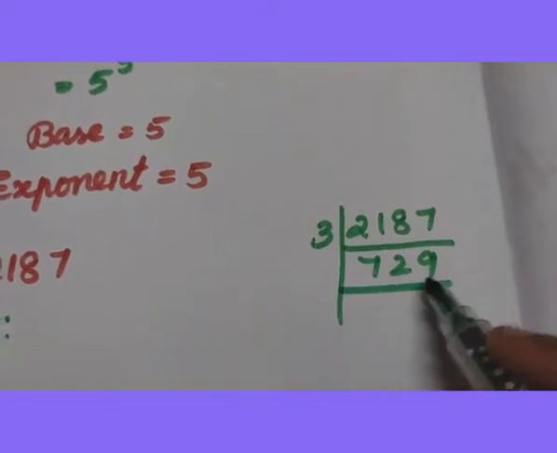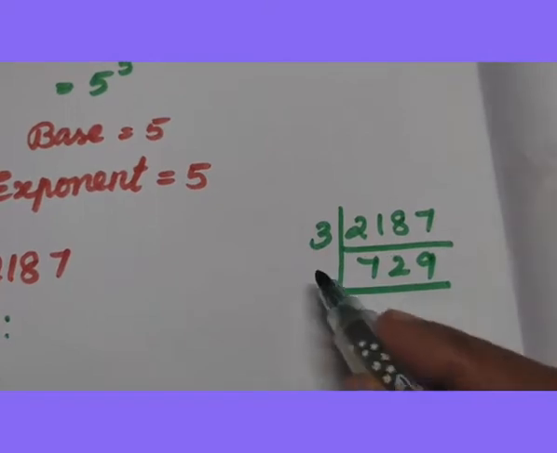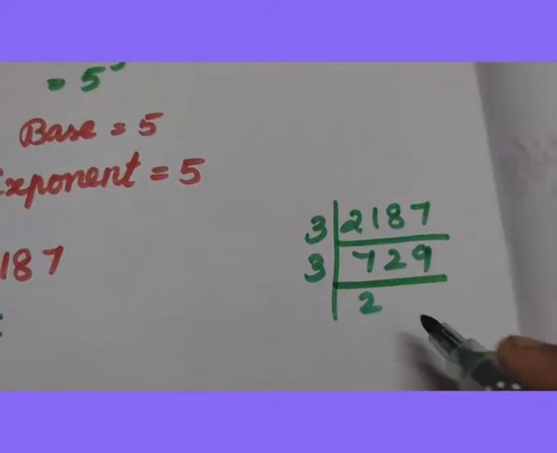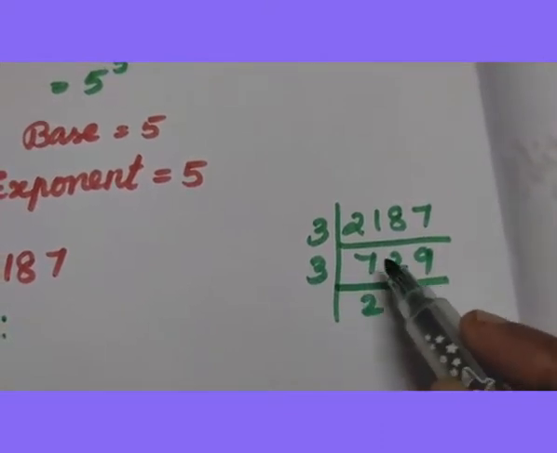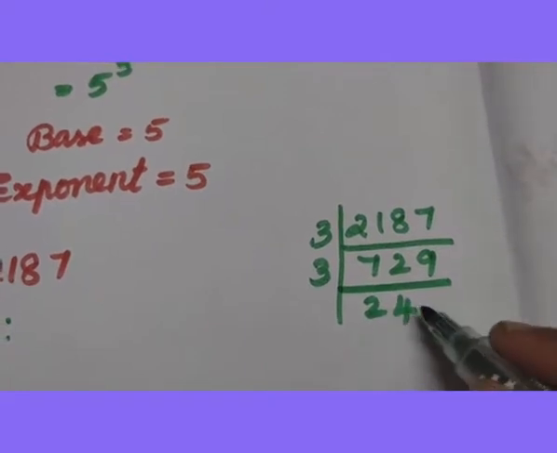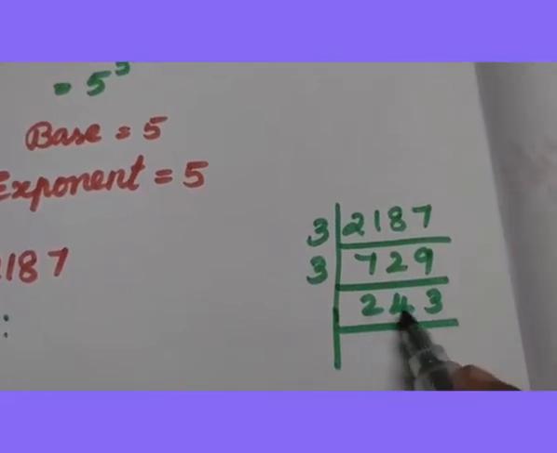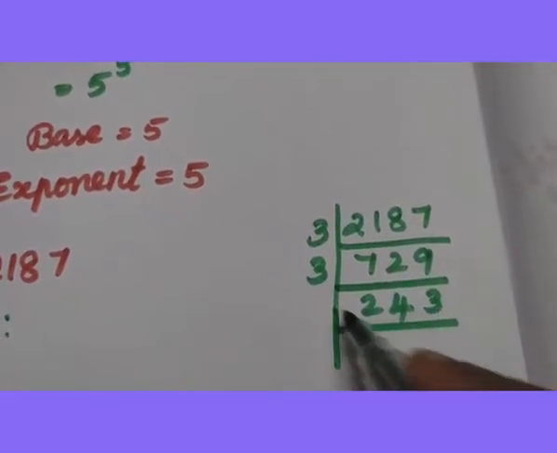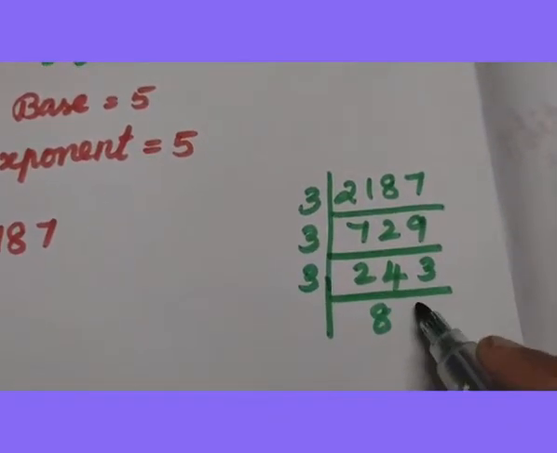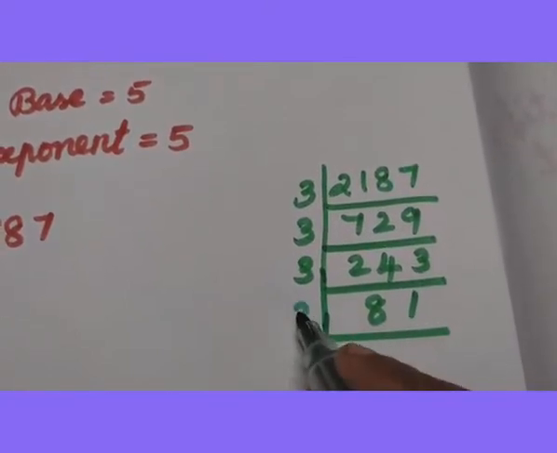Okay, again, it's an odd number. So, 7 plus 2, 9. 9 plus 9, 18. So, we can divide by the prime number 3. Okay, 2, 3s are 6. 7 minus 6, 1. That 1 and 2 becomes 12. 4, 3s are 12. No remainder. 3, 3s are 9. Okay, again, 2 plus 4, 6 plus 3, 9. It is divisible by 3. Okay, 3 8s are 24, 1 3 is 3. Again, 8 plus 1, 9. It's divisible by 3.